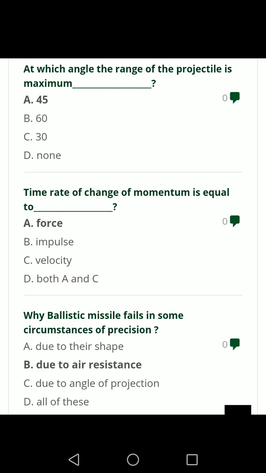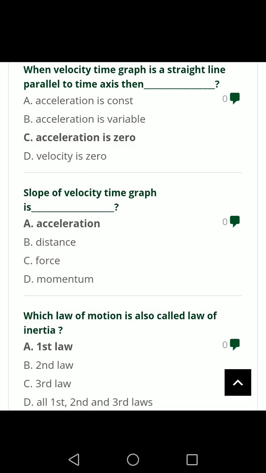Why do ballistic missiles fail in some circumstances of precision? Due to air resistance. When velocity time graph is a straight line parallel to the time axis, then acceleration is 0. Same MCQ repeated here. Slope of velocity time graph is acceleration.